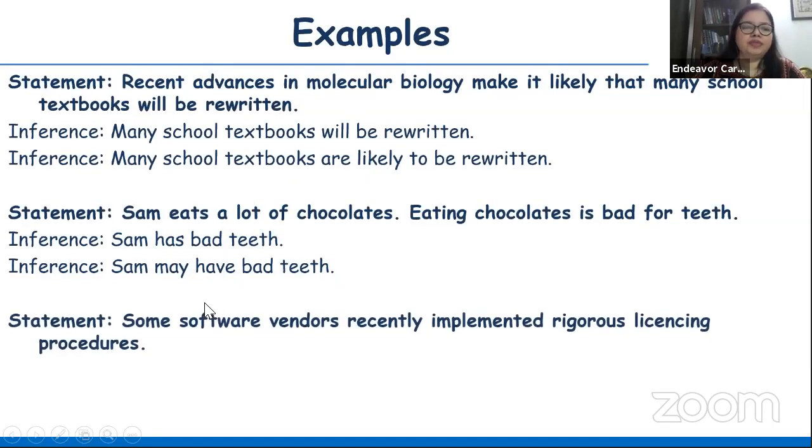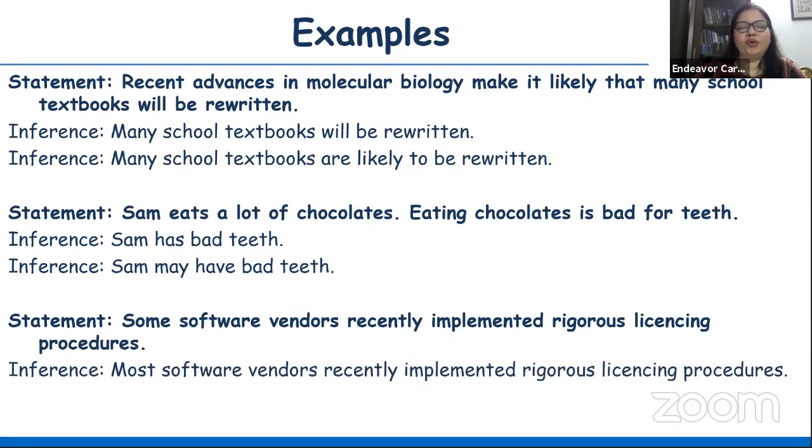Next, some software vendors recently implemented rigorous licensing procedures. So, most software vendors recently implemented rigorous licensing procedures. You're going to straight away tell me, "Ma'am, this is wrong," right? Most. Some is a smaller term than most.